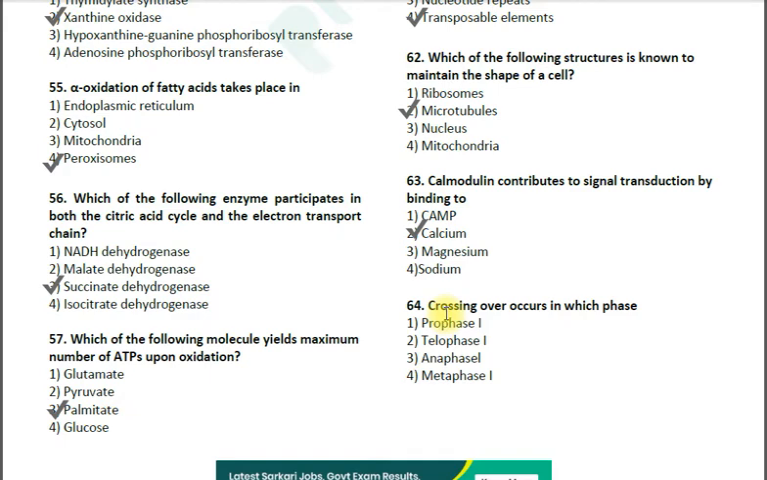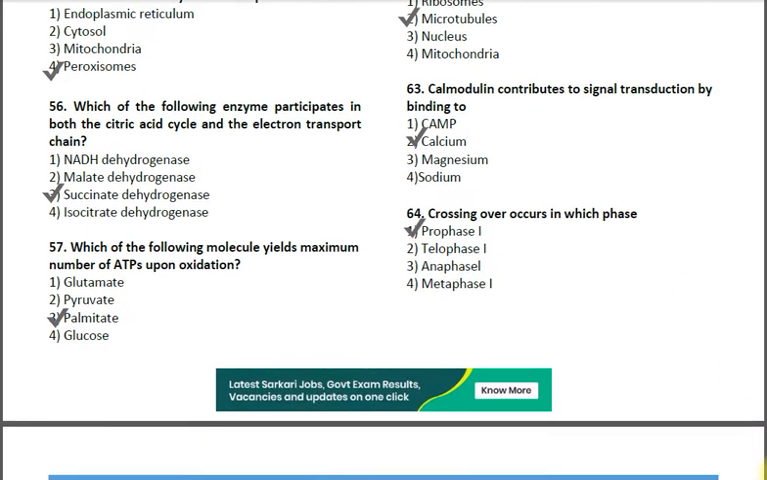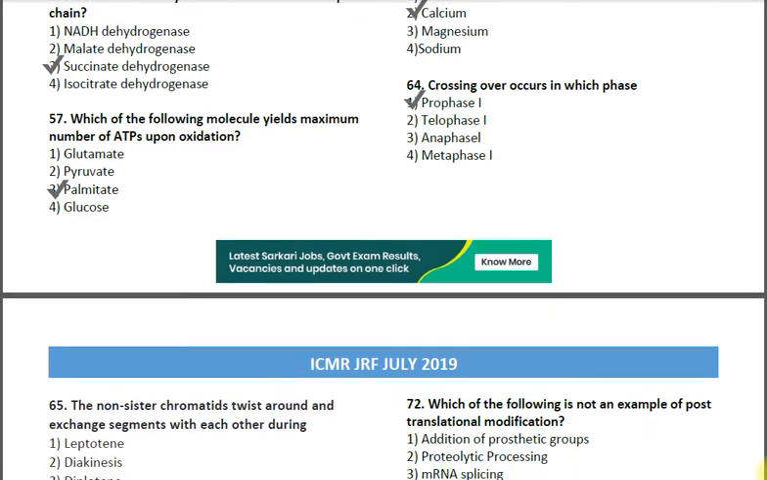Question number 64. Another easy question, very direct question also. Crossing over occurs in which phase? Number 1 prophase 1, number 2 telophase 1, number 3 anaphase 1, number 4 metaphase 1. So you have got the correct answer, I know, and the correct answer is option 1, which is prophase 1. I hope you are enjoying these questions.